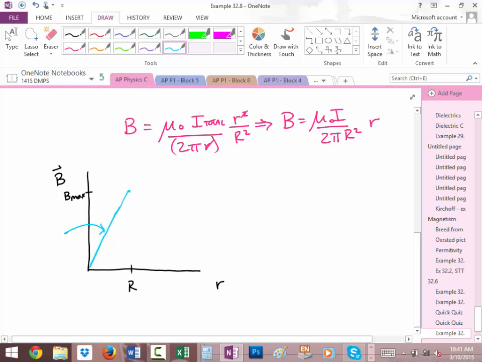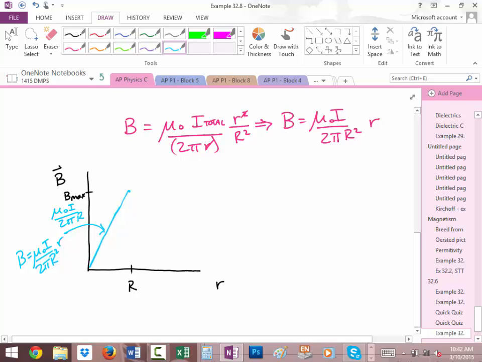And so this follows what we just found, which was B is equal to mu naught I over 2 pi big R squared times r. The maximum value that Nathan was getting at just a second ago, at big R, B max is going to have a value of mu naught I over 2 pi big R. Okay? What happens once you go outside of the wire? Decreases with 1 over R. And where did you get that from?